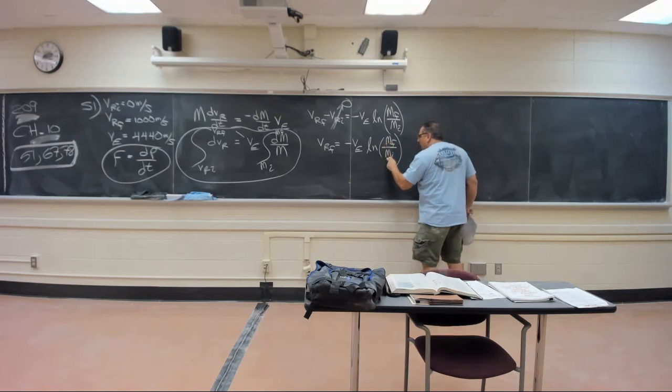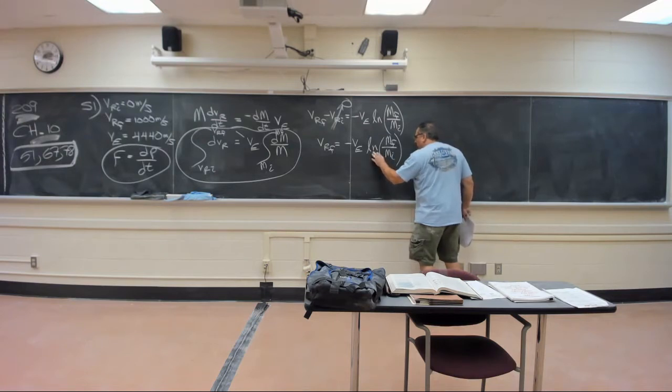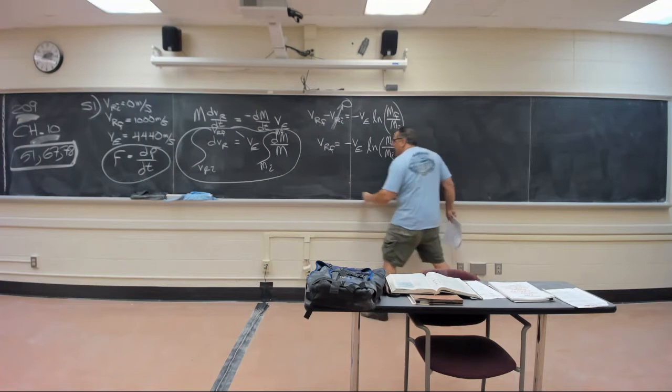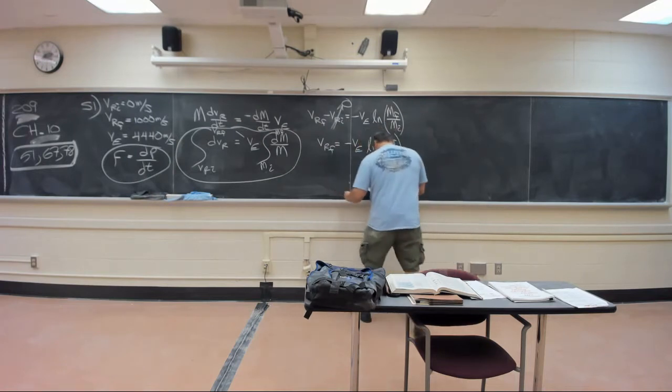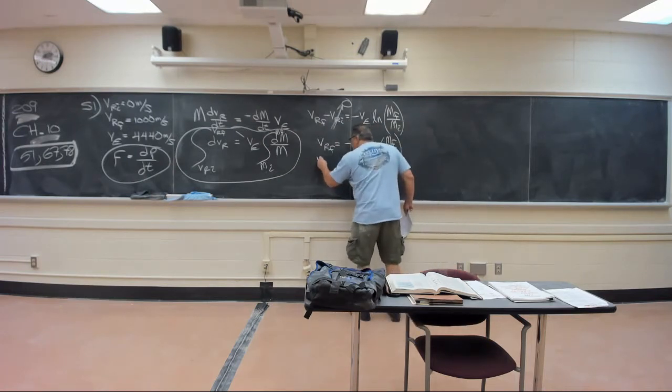Top is small, bottom is big, so the ratio is a fraction less than 1. The natural logarithm of a fraction less than 1 is a negative number. That's okay, because when I do the division here, it's a negative number, and these are just speeds.